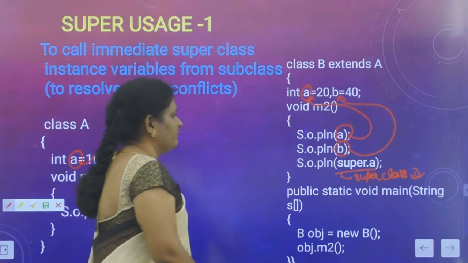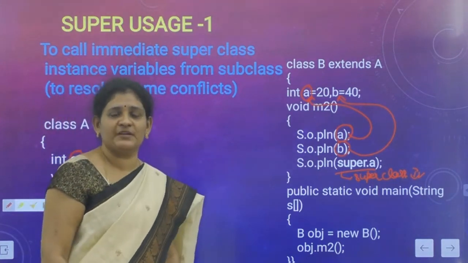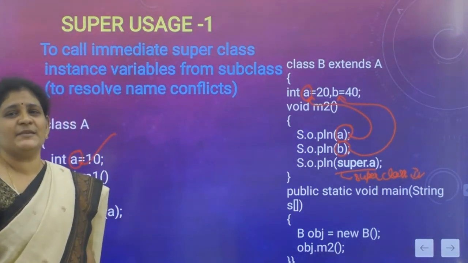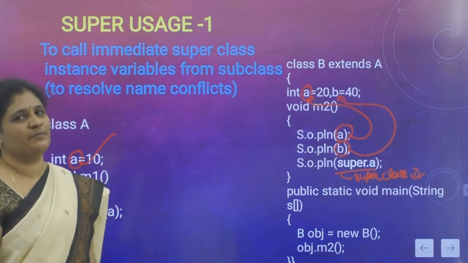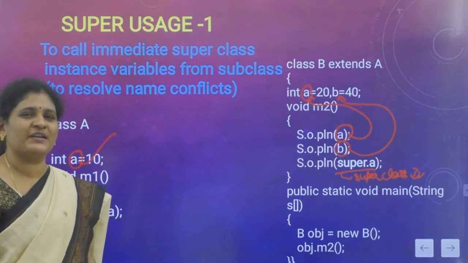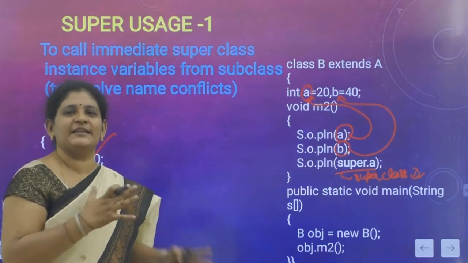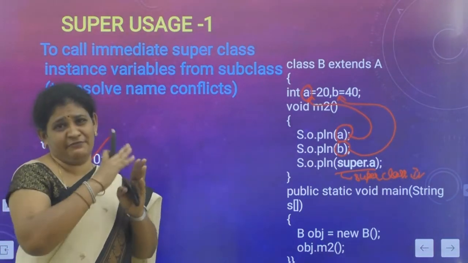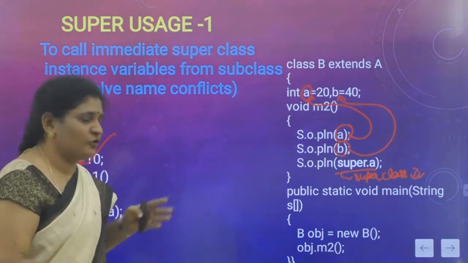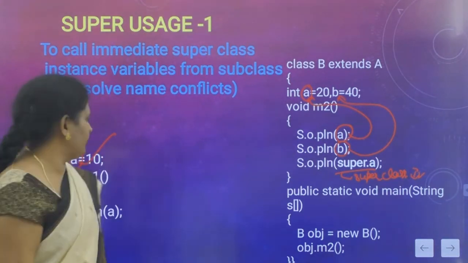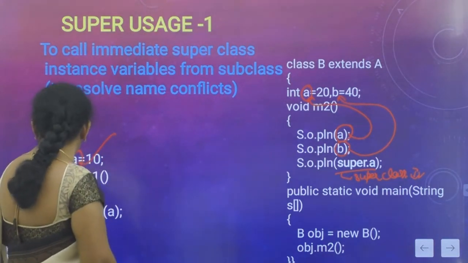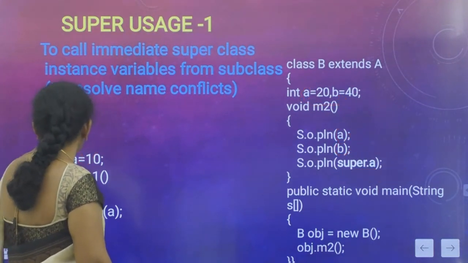Understand? So what is the first usage of the super keyword? To access immediate superclass instance variables. We usually use the super keyword to access immediate superclass instance variables when there is a name conflict. If the name conflict has been erased, then don't use the super keyword. And we can have one more case here. We'll see that case also.